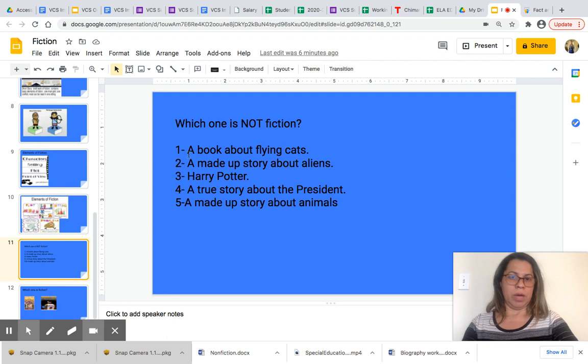One, a book about flying cats. Is this real or not real? A made-up story about aliens. Is it fiction or non-fiction? Harry Potter. Is Harry Potter fiction? Is it made up or is it real? A true story about the president. Is this fiction or non-fiction? And a made-up story about animals. Is this fiction or non-fiction? There is only one here that is not fiction. Choose it. You can either circle or point to it.